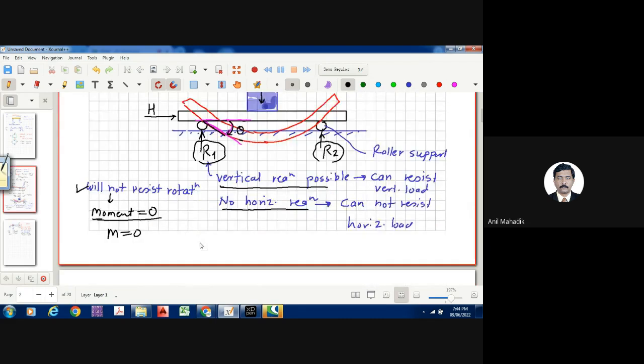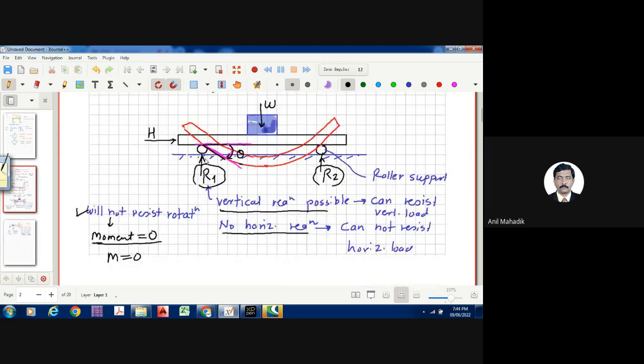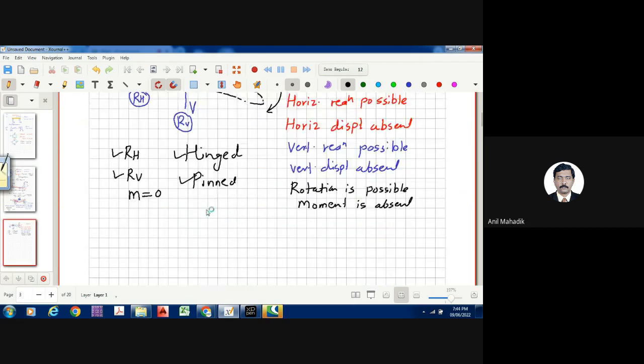Previously what we discussed, it was a roller support. It can only have vertical reaction, so no horizontal reaction possible. So M is 0, H is 0 in the roller support, and V is okay. There will be some reaction, V value will be there, some value. And in hinge, RH is possible, horizontal reaction, vertical reaction is there, but moment is 0.